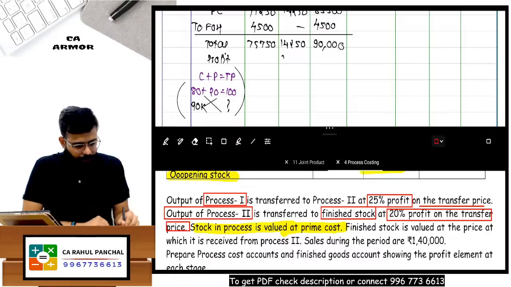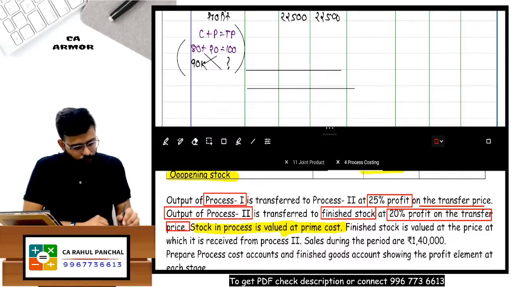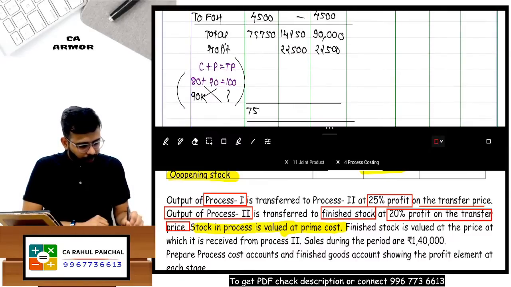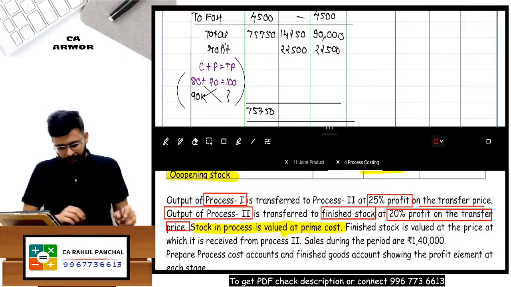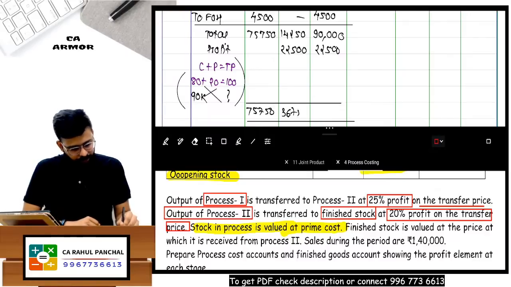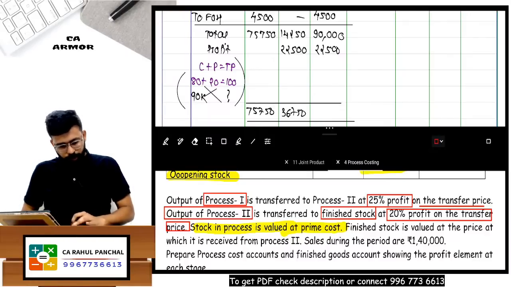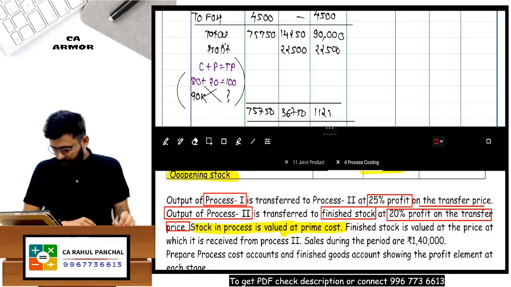Yeah, 22,500. The profit will be added. 22,500, the profit will be added, and then it is easy. You are going to take the total and you will be having 75750, 14250 plus 22,500, and then this is 36,750. Okay, 90,000 plus 22,500, which is 1125.